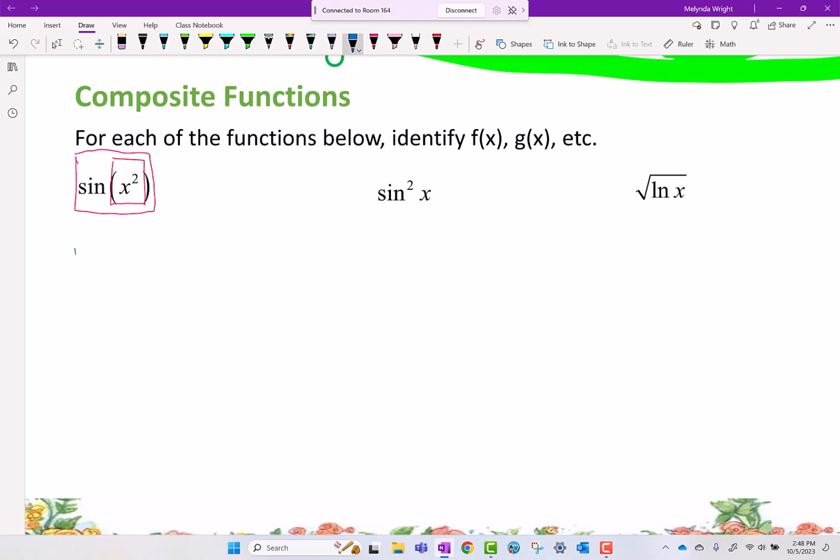So the outside layer, which is f of x, is sine of x. Now, I know there's not an x there, we'll just make it highlighted. It's sine of, whatever's in there. That's what f is. Then g is the inside function, which is x squared. And that's our first identification of breaking that apart.